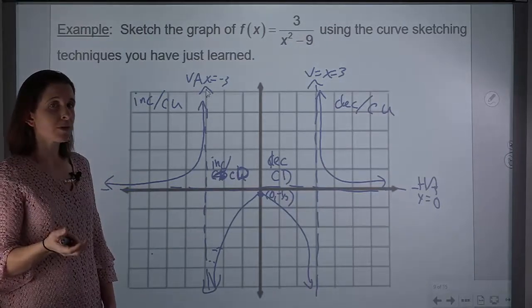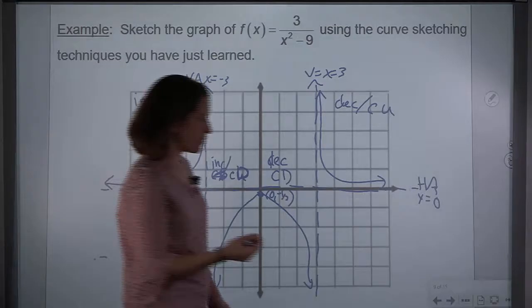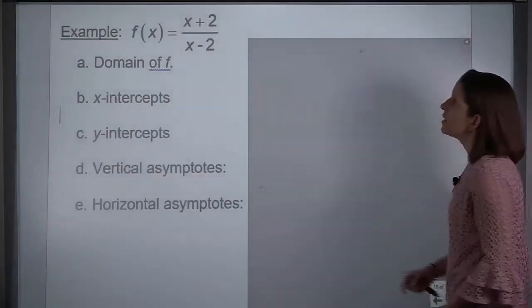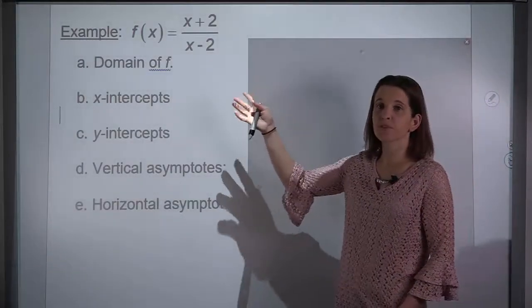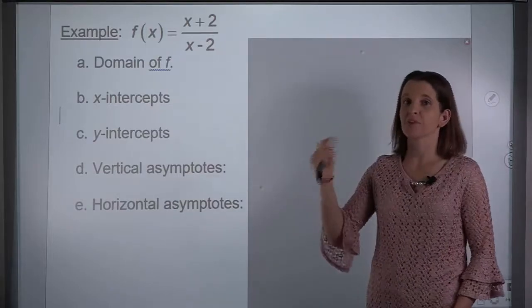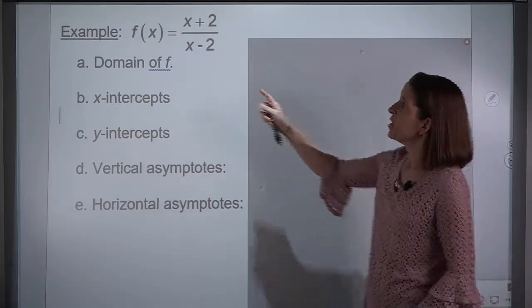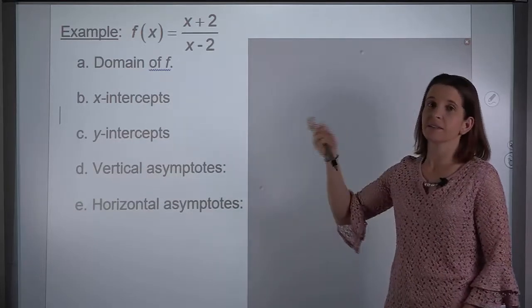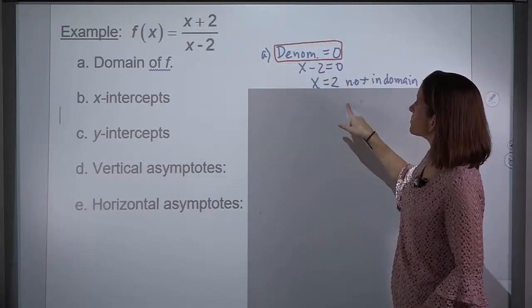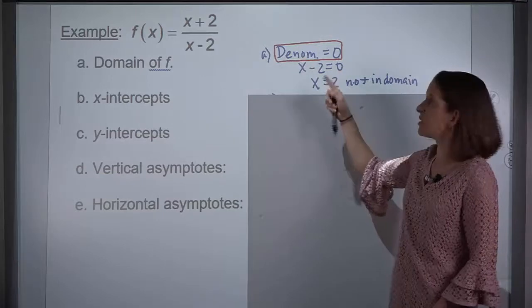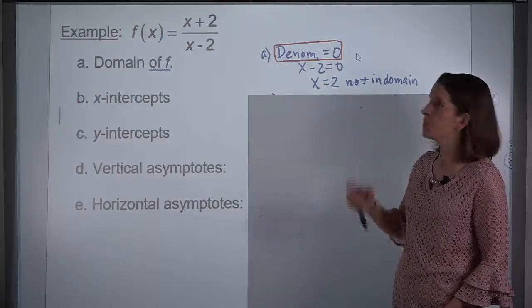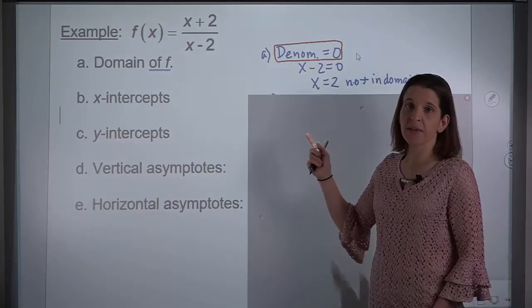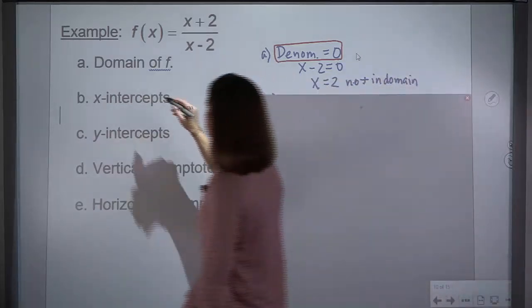So let's look at one more complete problem just to see what can happen. All right, so this time we have x plus 2 over x minus 2, and let's practice with those mental cues. So domain, I'm dealing with fractions. All I'm really worried about is division by 0. So denominator equal to 0, that happens at x equals 2. And so that's not in the domain, and my domain is everything but that.